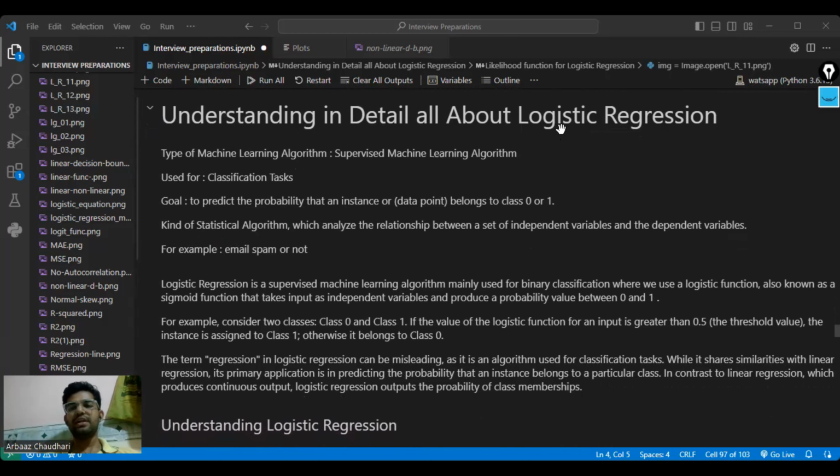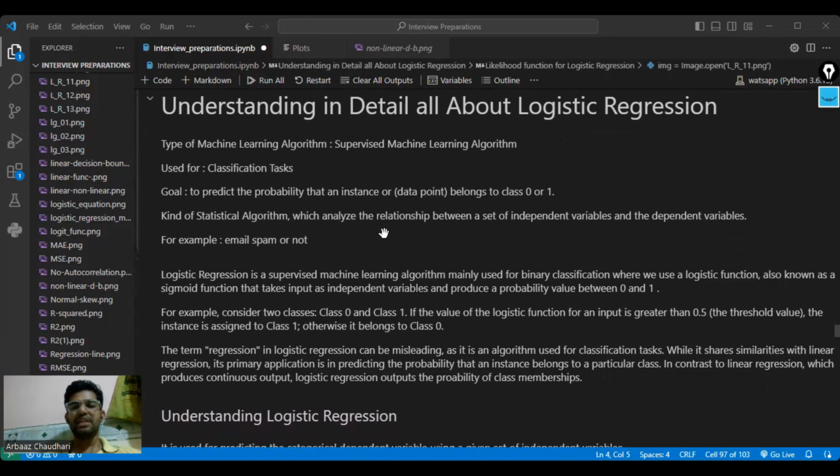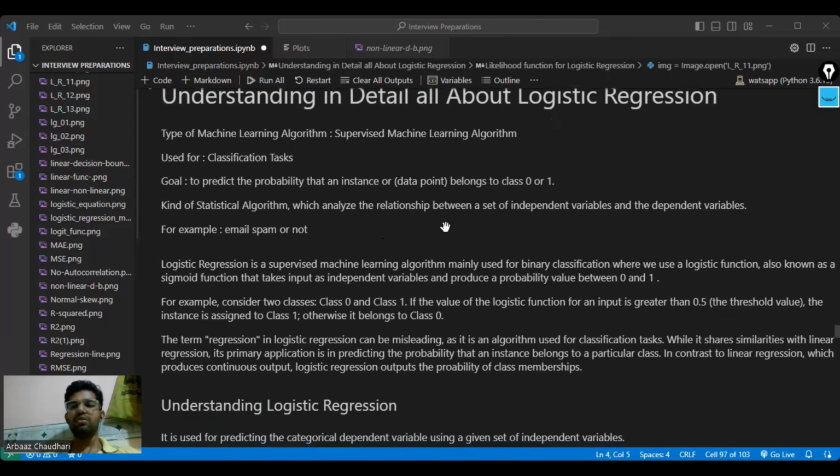Logistic regression and linear regression are both types of statistical algorithms which analyze the relationship between a set of independent variables and the dependent variable. Here also a set of independent variables are there, like x1, x2, x3. It could be 2, 3, 4, or any number of independent variables, and the dependent variable is given, which is categorical, in category 0, 1, like that. That is our dependent variable, which we have to find out from this algorithm.